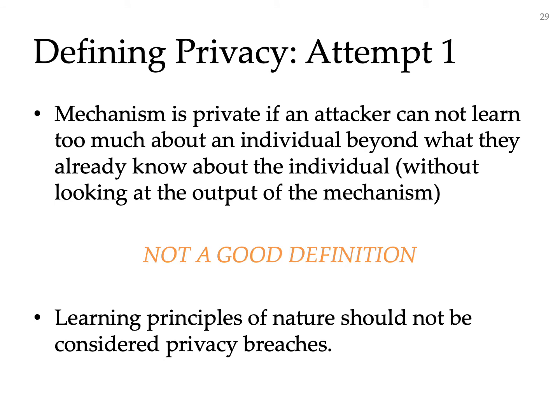Then we start with our first attempt to define privacy. We think a mechanism is private if an attacker cannot learn much about an individual beyond what they can already know. And apparently, this is not a good definition, as learning the general principles of nature should not be considered a privacy breach.